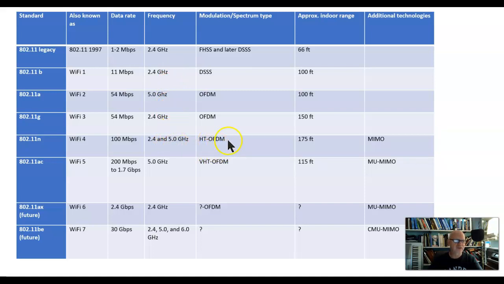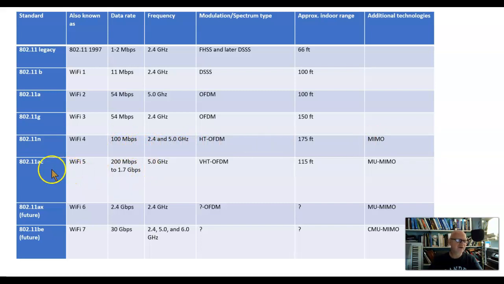It used this high throughput OFDM. It was able to get a longer range, and it used something called MIMO. MIMO, multi-in, multi-out. We will talk about it individually later on to see how it works. But MIMO is what gave it this huge boost here.